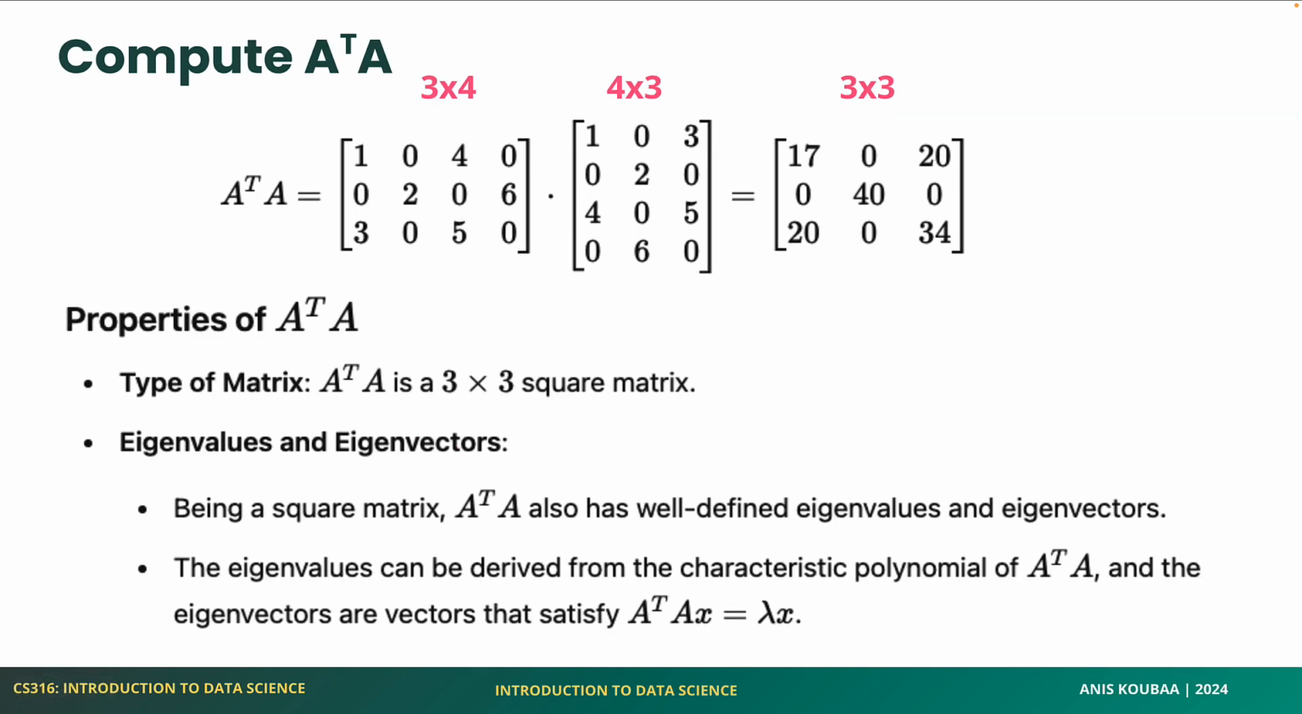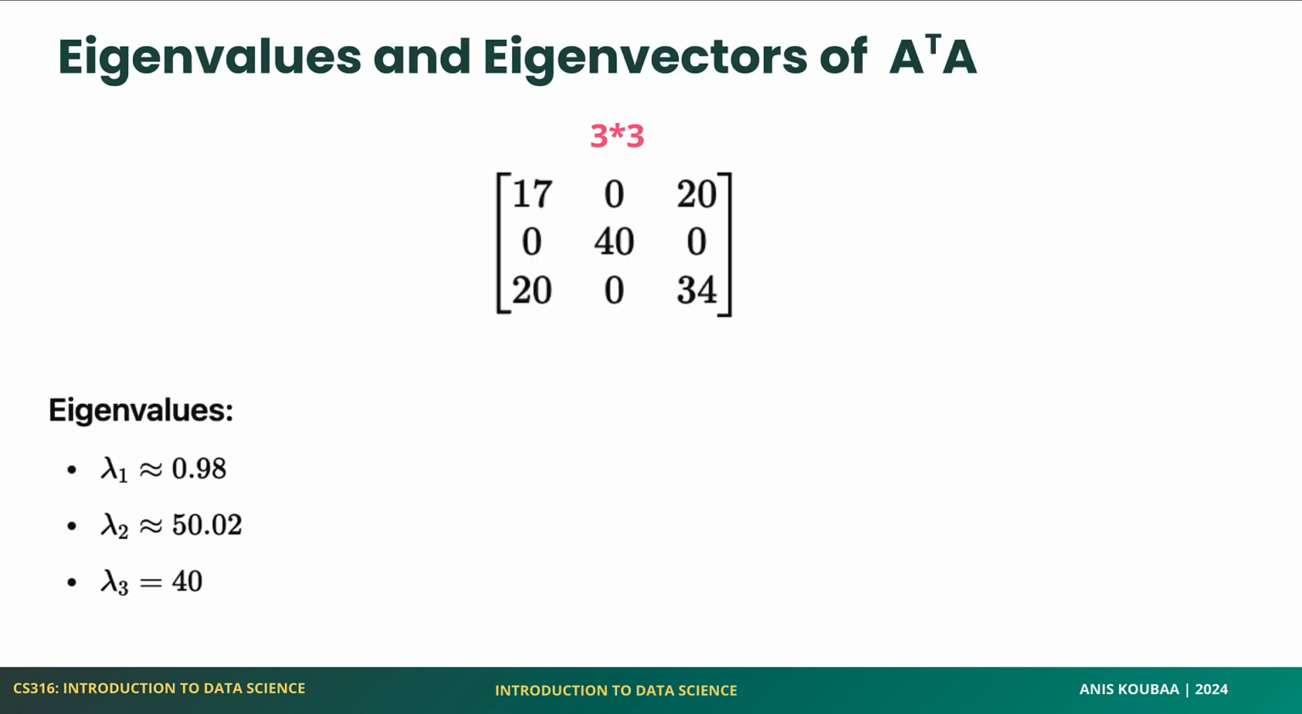Now let's do the opposite. We compute A transpose multiplied by A. So here we will have 3 by 4 multiplied by 4 by 3 matrix, it will result in a square matrix but with a smaller dimension. It's a 3 by 3 matrix. And this matrix also has eigenvalues and eigenvectors. So let's do the same process and make some observations.